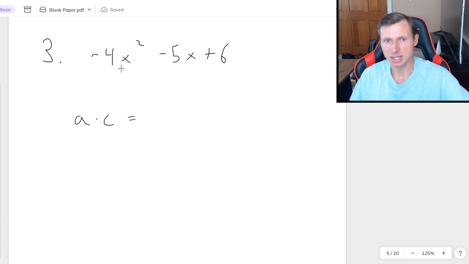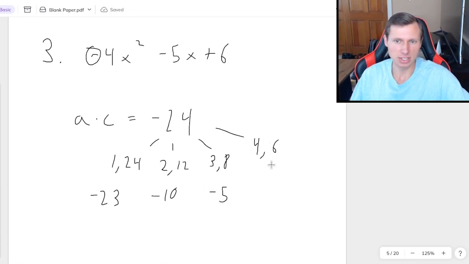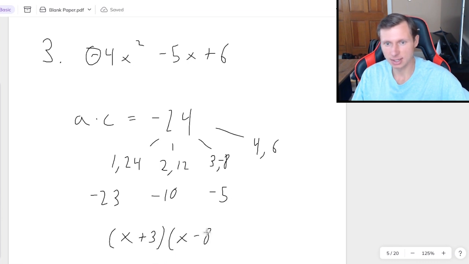First, a times c, negative 4 times positive 6 is negative 24. And then there's a lot of factor pairs of 24. We got 1 and 24, 2 and 12, 3 and 8, and 4 and 6. Remember, even though this is positive 6, since we have a negative, we do want to subtract to negative 5. So in other words, 1 minus 24 won't work because that's negative 23. 2 minus 12 won't work because that's negative 10. 3 minus 8 will work because that's negative 5. And I don't even need to check 4 and 6. So in other words, 3 and negative 8 will be my factor pairs. So in other words, x plus 3 and x minus 8.